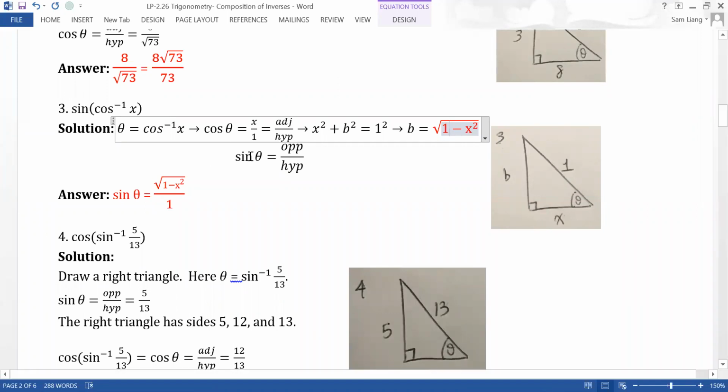And then from there, we need to solve for sine, right? So sine theta, that would be opposite over hypotenuse. So opposite is b, which is the side we solved for, and then hypotenuse is 1. Okay, so your final answer is the square root of 1 minus x squared over 1, which you can just write as the square root of 1 minus x squared. Yeah, that'll be your answer.